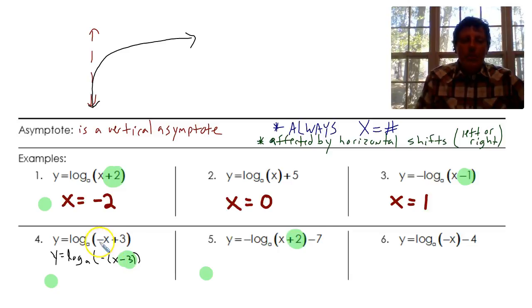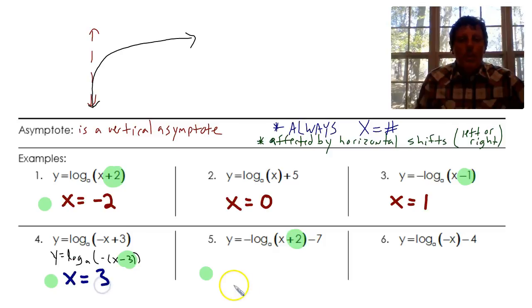In example number 4, just like we said a minute ago, since this is -x plus 3, we have to factor out or divide out that negative to give us x minus 3. That lets us know that there is a shift right 3, so the asymptote would be x equals +3. In example 5, because it's a shift left 2, it's going to be x equals -2. And in example 6, since there's no plus or minus inside the logarithm, it's going to stay at x equals 0.